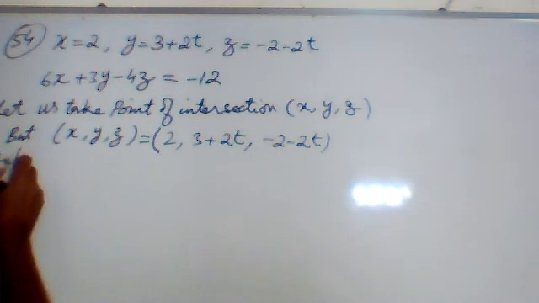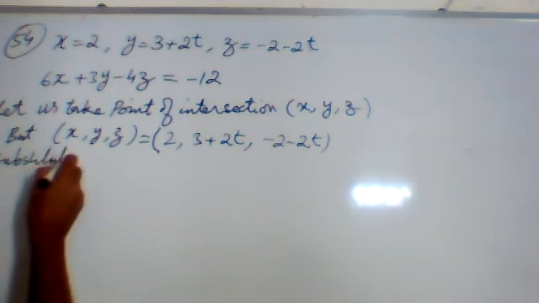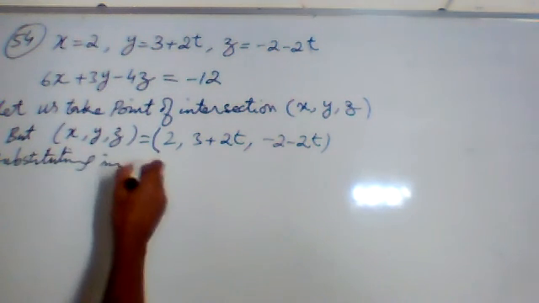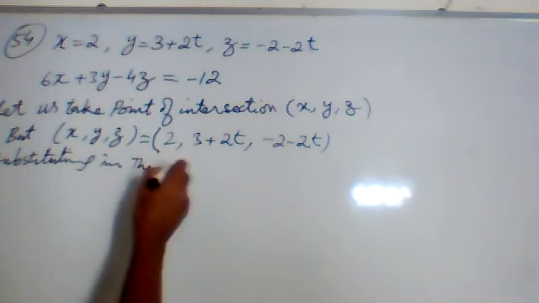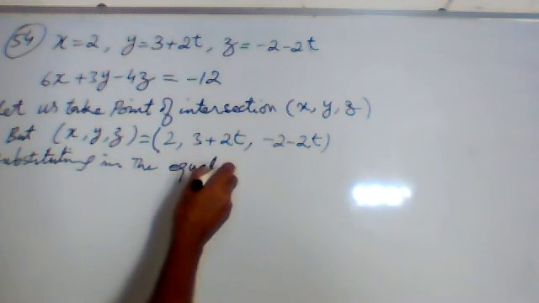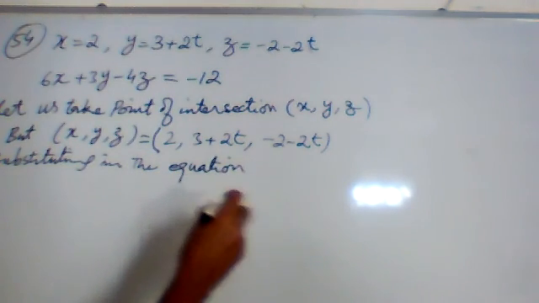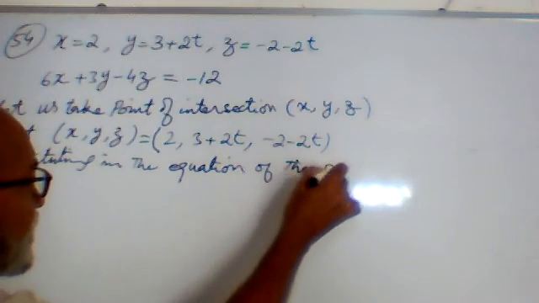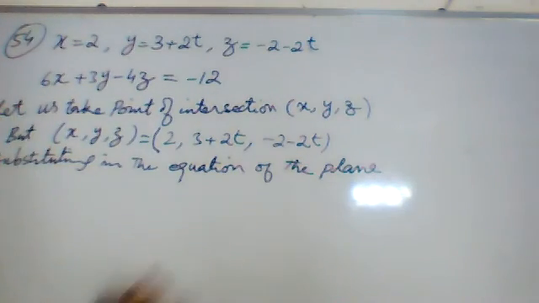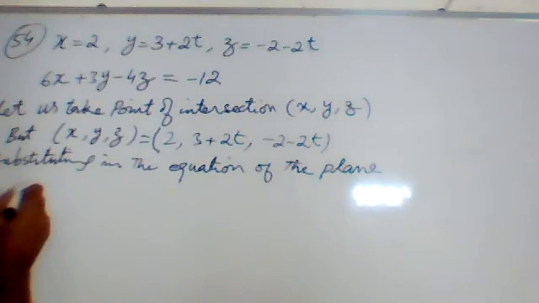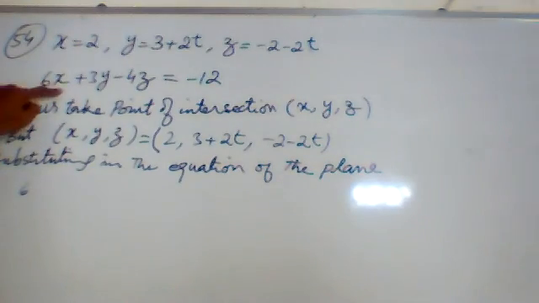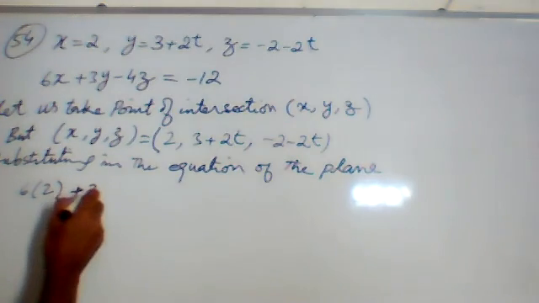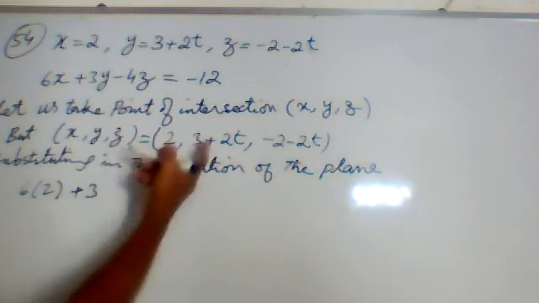Substituting in the equation of the plane: 6x, x is 2, plus 3, y is 3 plus 2t.